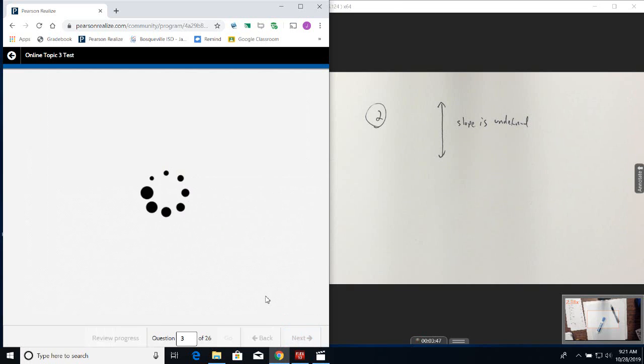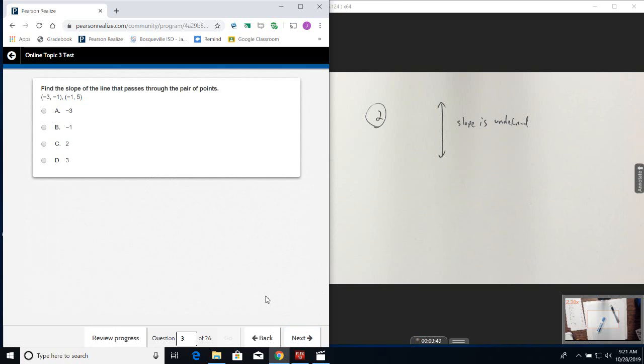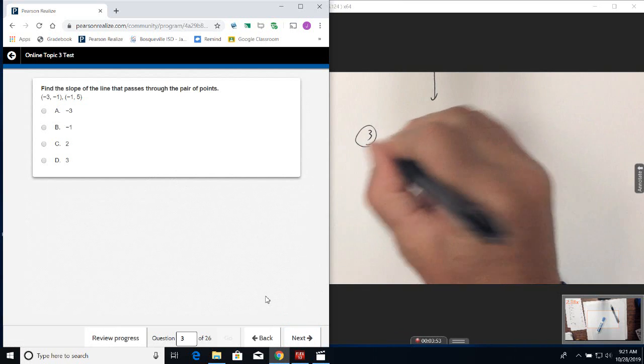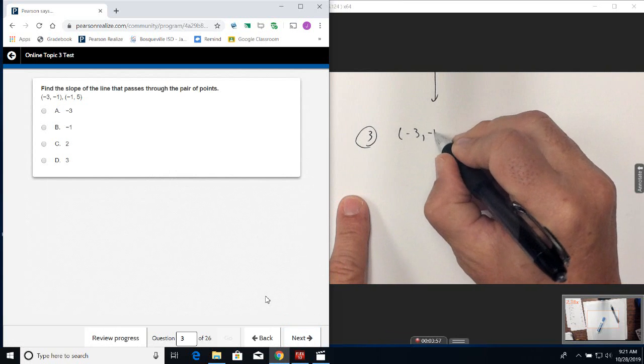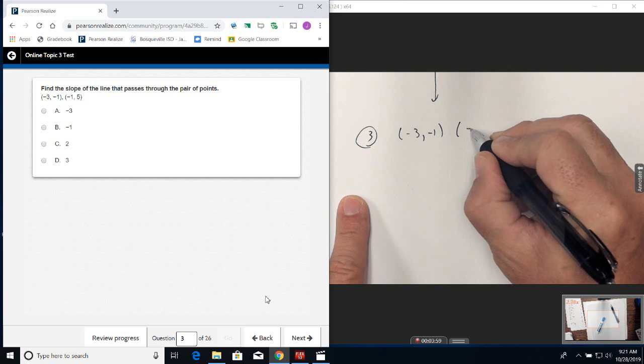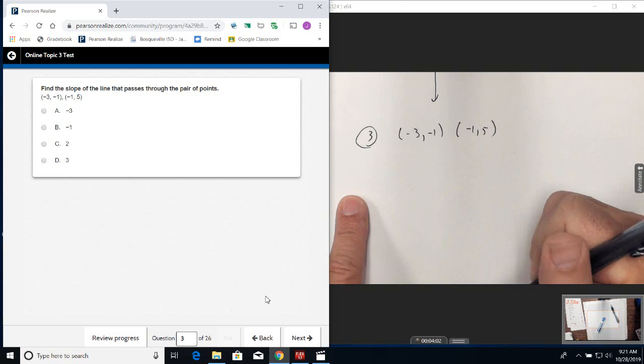Now, let's go to the next question, 3. Find the slope of a line that passes through these points. How do you find the slope of a line that goes through these points? I'm going to show you 2 ways. Y'all ready? Here's the point -3, -1, and there's another point at -1, 5. How do you find the slope of this?